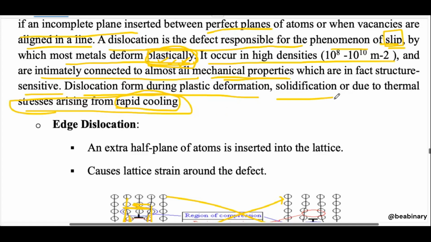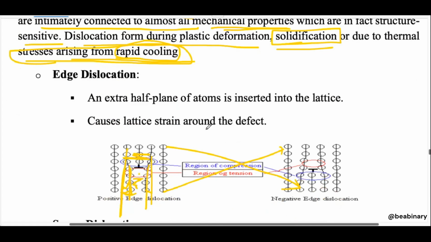So here the solidification could be of different kinds, and due to the thermal stresses arising from the rapid cooling. So what happens because of rapid cooling? Then we have stress, and the stress would be of different kinds depending on the way you have followed to make them cool. Solidification simply means making them cool down.